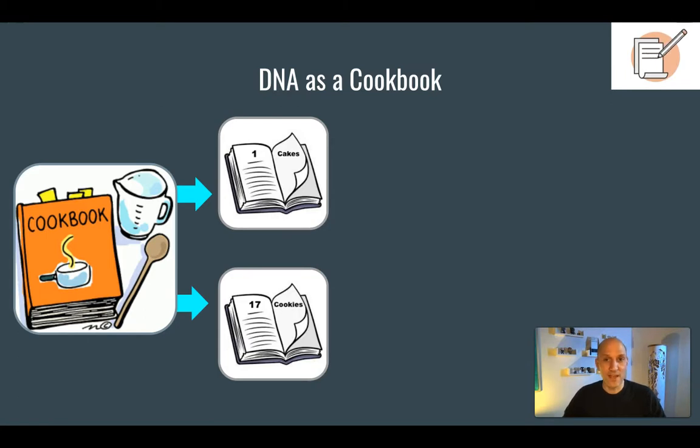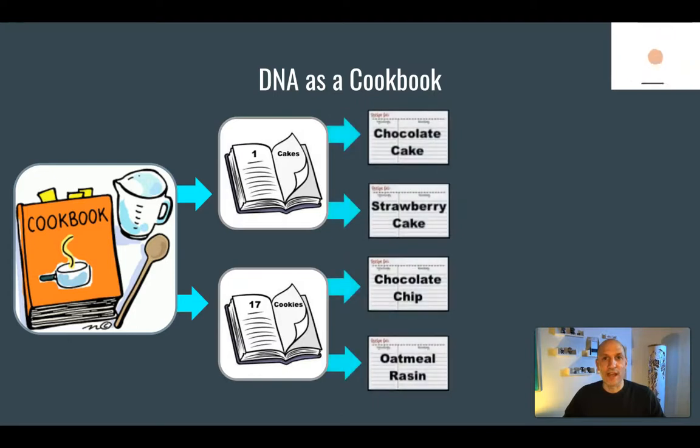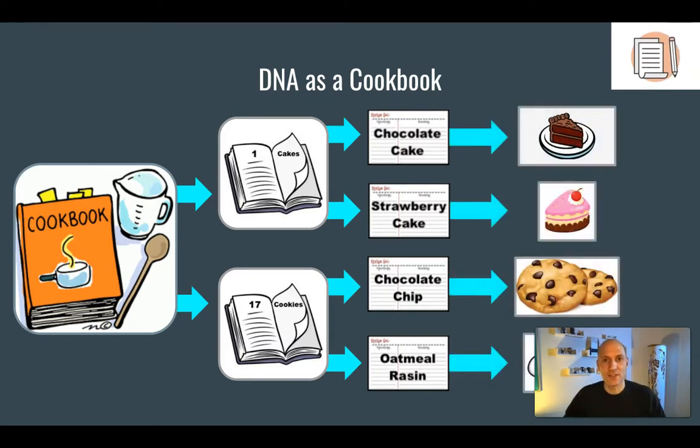Now in the bakery, the baker's gone to the chapter, and they're going to find the recipes. Maybe in the cake section, there's recipes for chocolate cake and strawberry cake. And in the section on cookies, there's chocolate chip cookie and oatmeal raisin cookies, which are gross, but that's beside the point. And the bakers use those recipes to then make the delicious treats of the bakery.